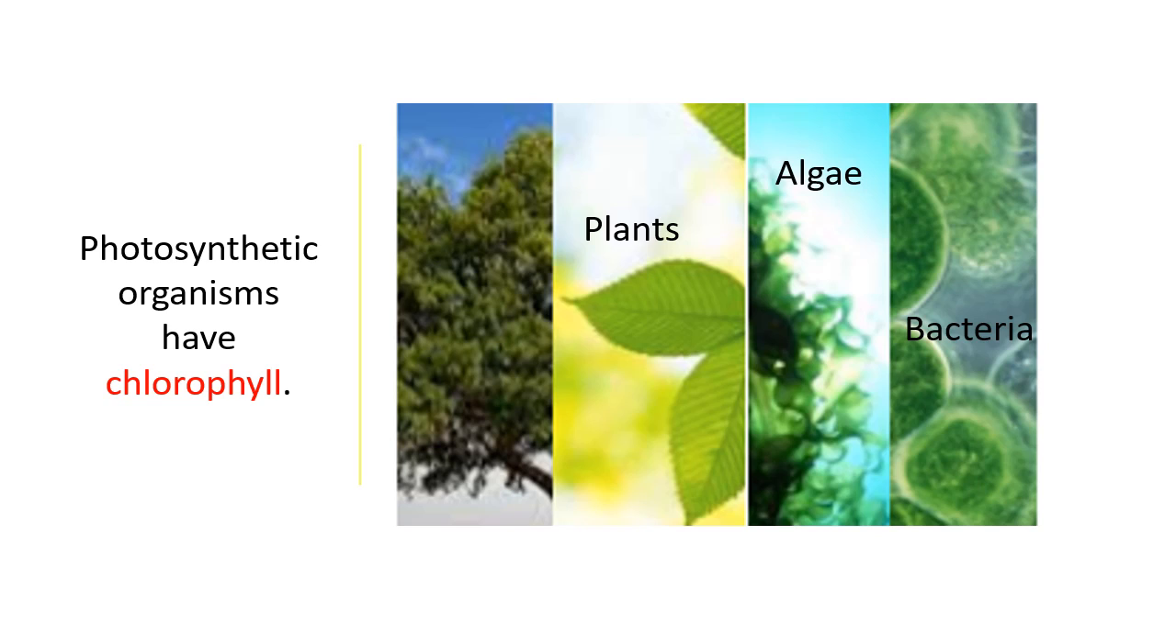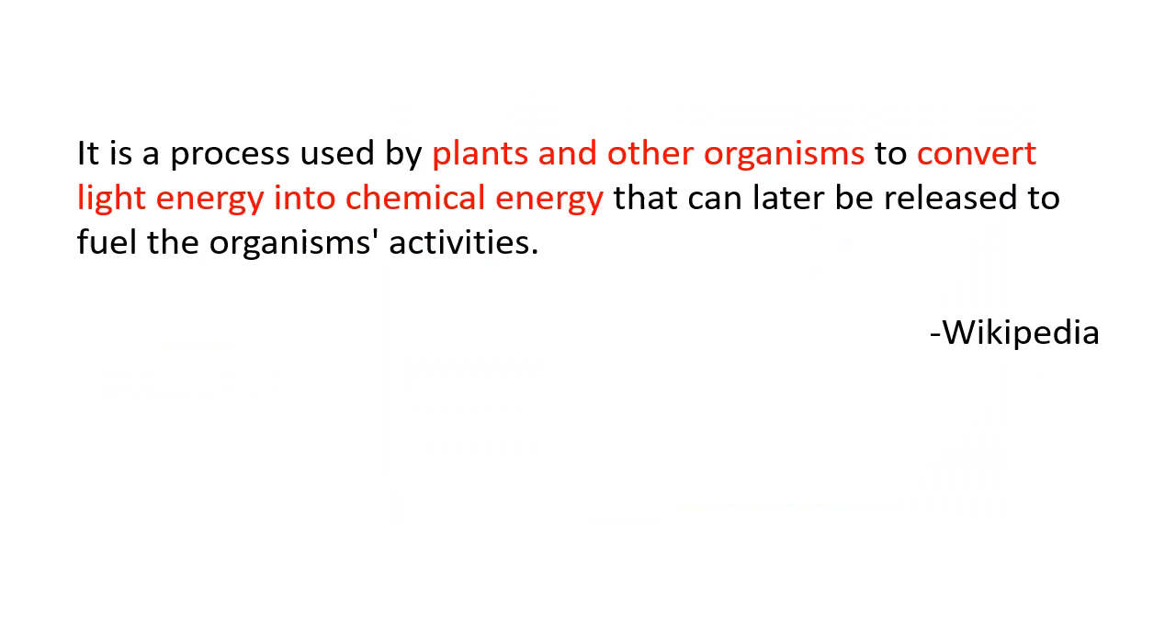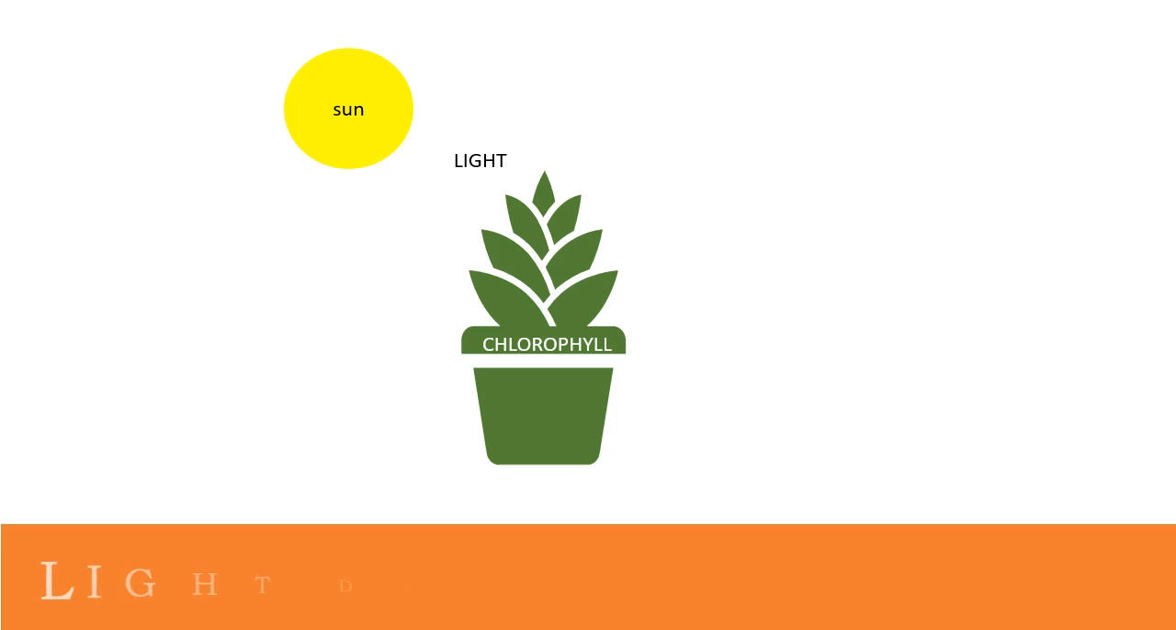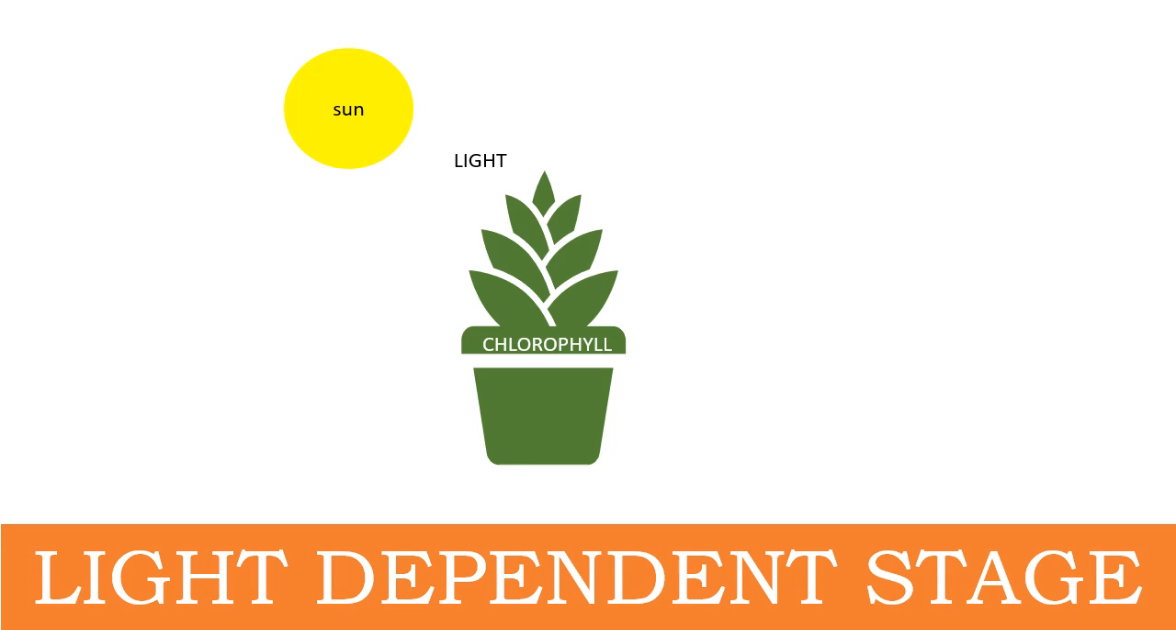What is the role of chlorophyll in photosynthesis? The organisms that photosynthesize must convert light energy into chemical energy. Here, chlorophyll helps in this process. Why is chlorophyll important? Because chlorophyll traps light. This is the part of photosynthesis wherein light is very important. This stage is called light-dependent stage.